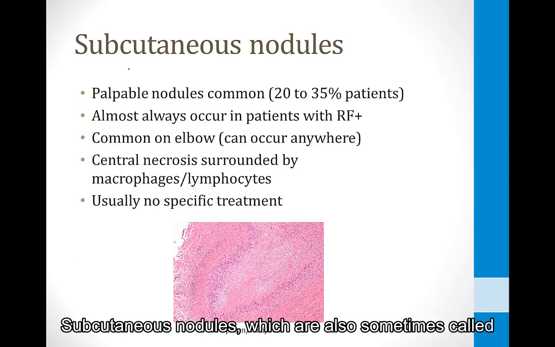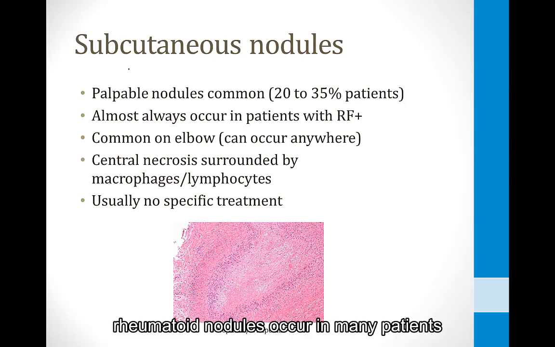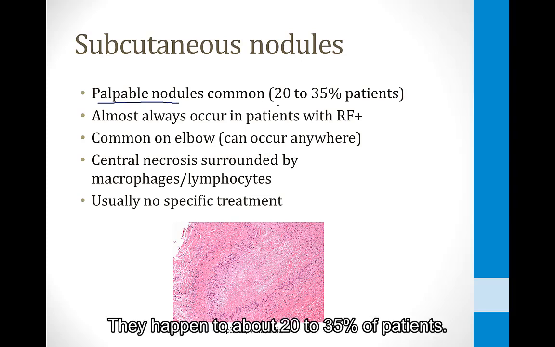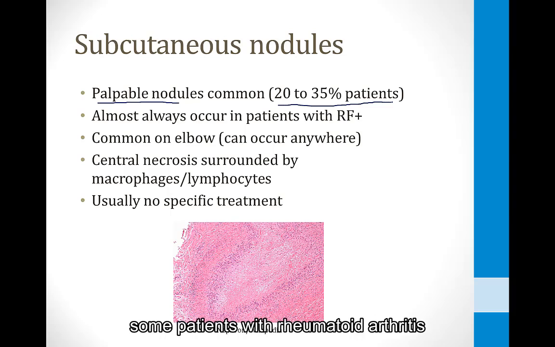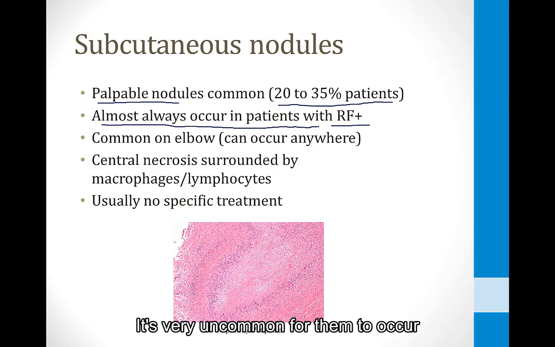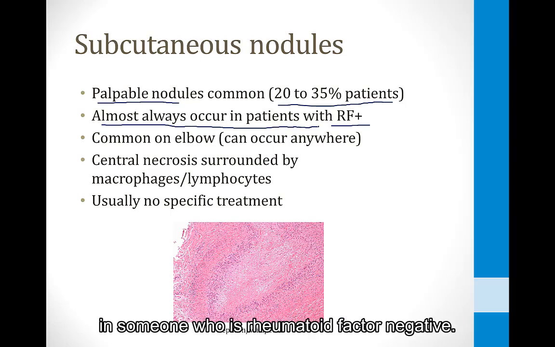Subcutaneous nodules, which are also sometimes called rheumatoid nodules, occur in many patients with rheumatoid arthritis. These are palpable nodules in the subcutaneous tissue of the skin. They happen to about 20 to 35% of patients. As we'll discuss later, some patients with rheumatoid arthritis are positive for the rheumatoid factor while others are negative. It turns out that the subcutaneous nodules generally only occur in people who are RF positive. It's very uncommon for them to occur in someone who is rheumatoid factor negative.